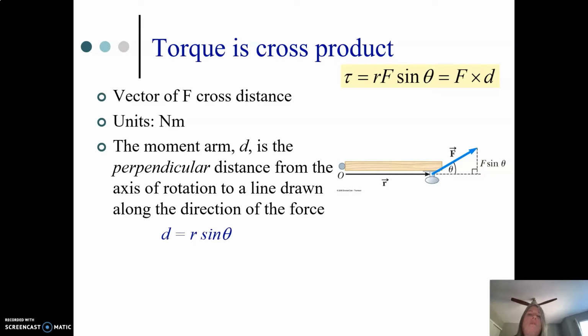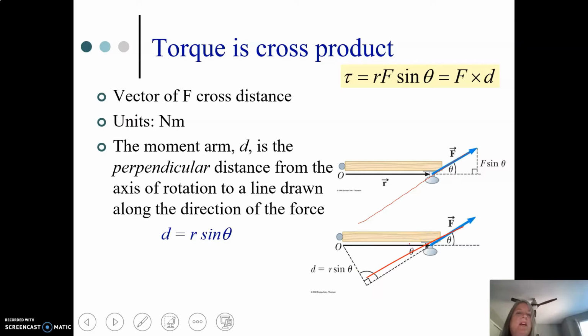We have this thing we call a moment arm. The moment arm is the perpendicular distance from the axis of rotation to a line drawn along the direction of the force. So what the heck is that? If we take this force here and we draw a line, and then we draw a perpendicular from the axis of rotation, that's the d. And that's right there, theta, that's dr sine theta.